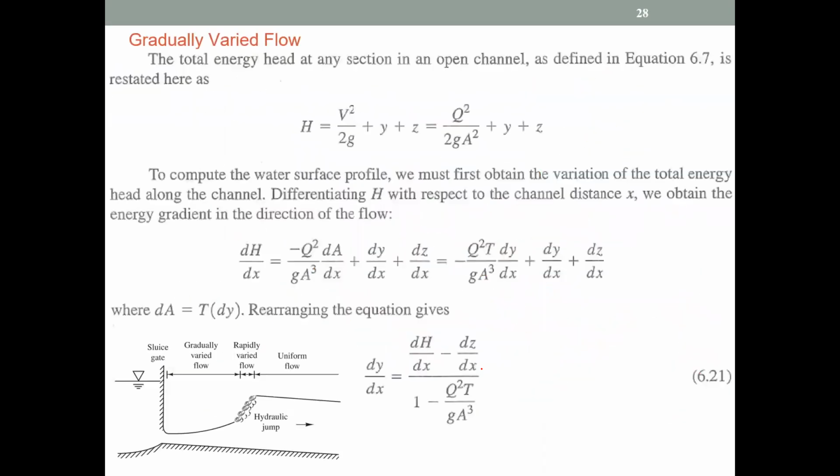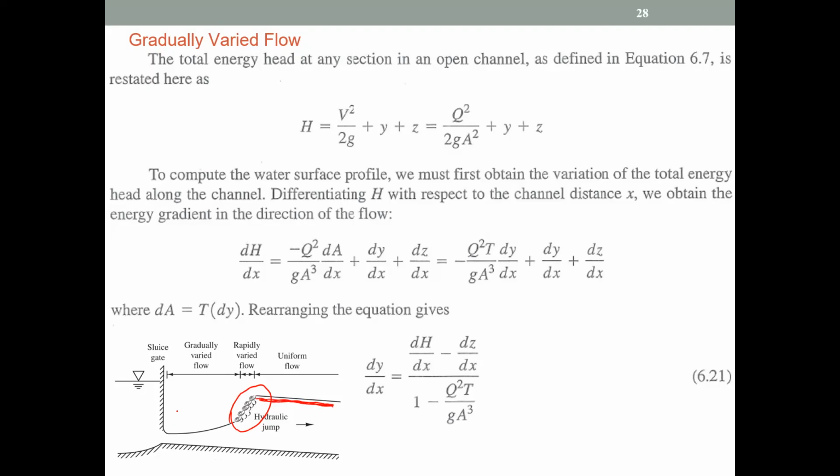Right. Do you have any questions? Right. If there is no question, actually, this is what we discuss now. That is rapidly varied flow. So we need to understand once the hydraulic jump happens, what is this depth, right? So this part here is now about the gradually varied flow.